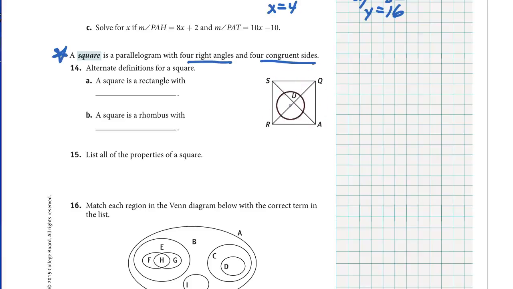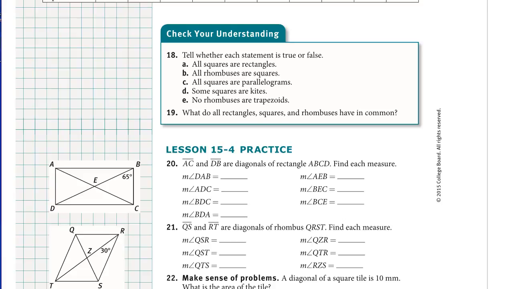Notice the diagonals are drawn so that we can try to discover some theorems. We could come up with a lot of them. The opposite sides of a square are parallel. The opposite sides of a square are congruent. The diagonals of a square bisect each other. The diagonals of a square are perpendicular to each other. All kinds of properties that we could create for a square. Here are some check your understanding questions, so I'll pause the video for you to answer these.